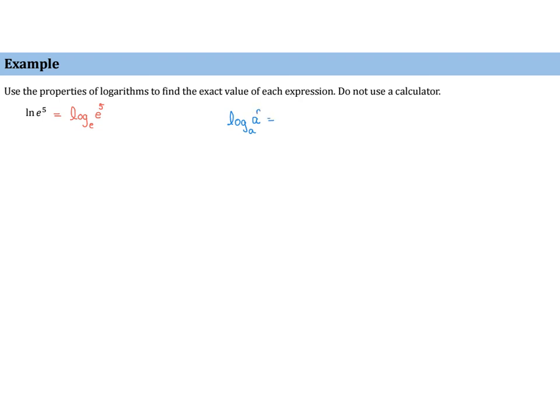So log base a of a to the r is what? Remember what this is asking. What exponent makes a become a to the r? And the answer is r. So if we come back to this, what exponent makes e become e to the 5th? 5.